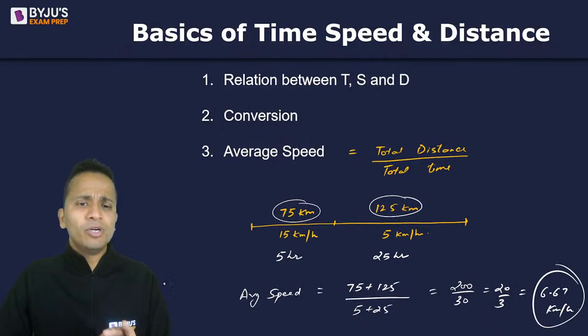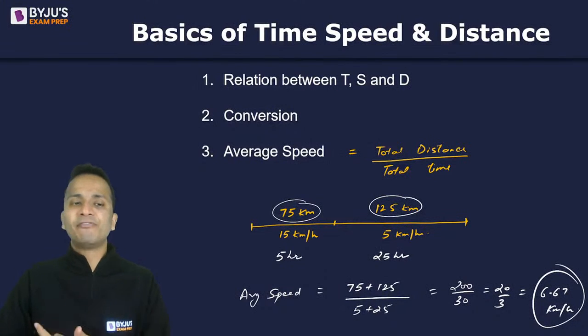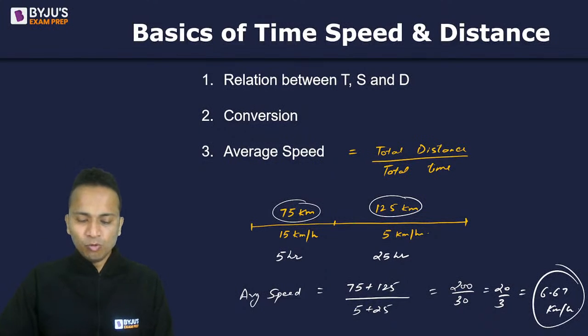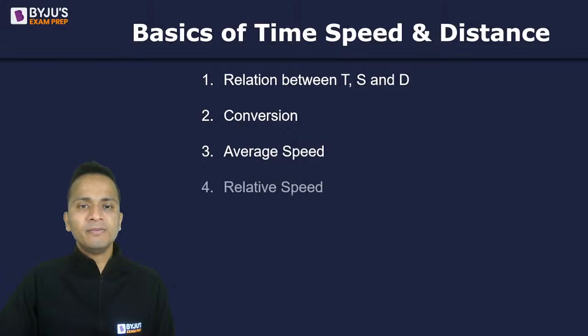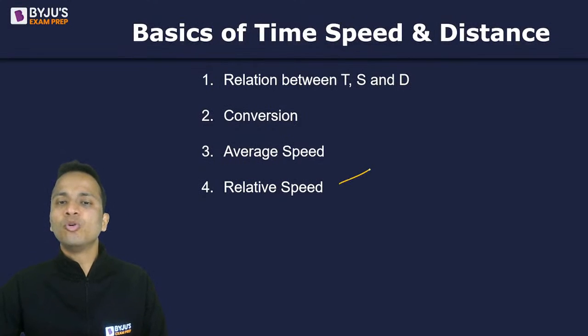So this is how we calculate the average speed of any given journey, which is covered in different parts. Now let's move ahead and look at the final thing, that is relative speeds, the concept of relative speeds. There are two things that you need to know in relative speeds.